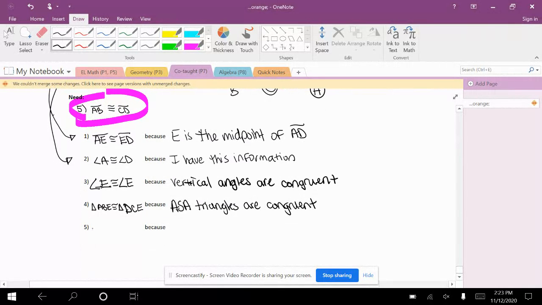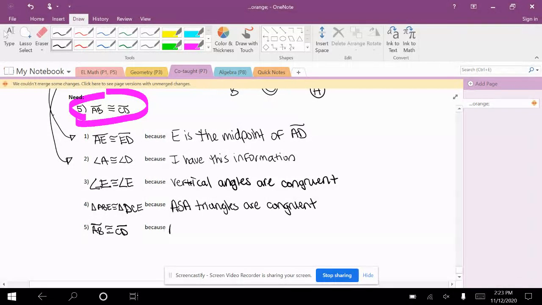So that means that segment AB is congruent to segment CD.